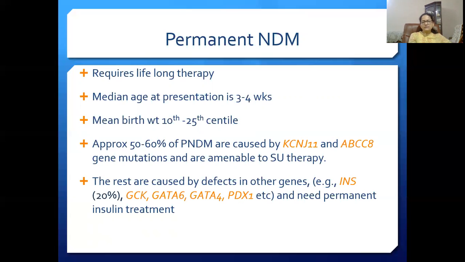Approximately 50 to 60% of cases of permanent neonatal diabetes mellitus are caused by defects in the potassium channel genes, and thus these are amenable to sulfonylurea therapy. The rest are caused by defects in other genes like insulin, which is responsible for around 20% of permanent neonatal diabetes, and others like glucokinase, GATA6, GATA4, and PDX1 gene defect. And all of these will require permanent insulin treatment.